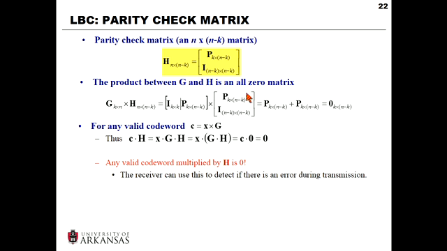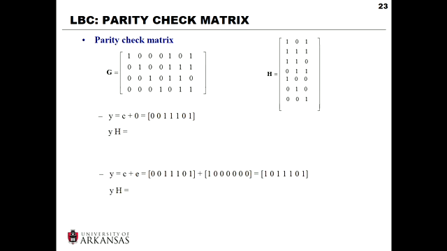For this reason, we can use the parity check matrix to check whether a code word is a valid code word. If we do C times H, where C is X times G, and G times H is 0, we will get a 0. So for any valid code word, if you multiply it with the matrix H, we will always get a 0. In this case, the receiver can use this property to detect if there is an error during transmission or not. So let's just look at a simple example.